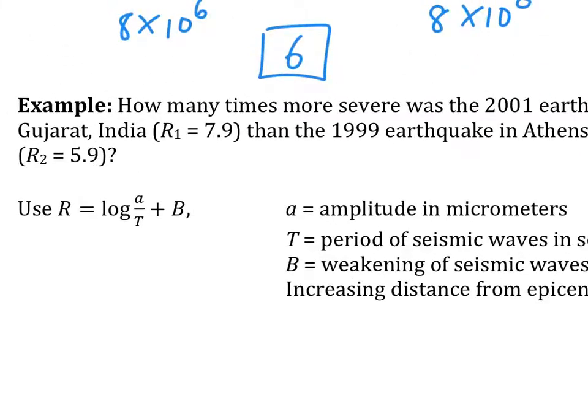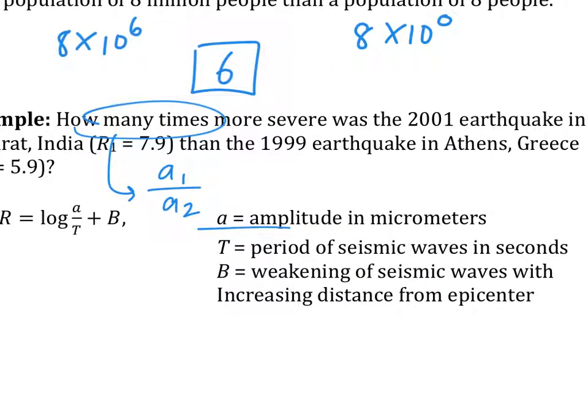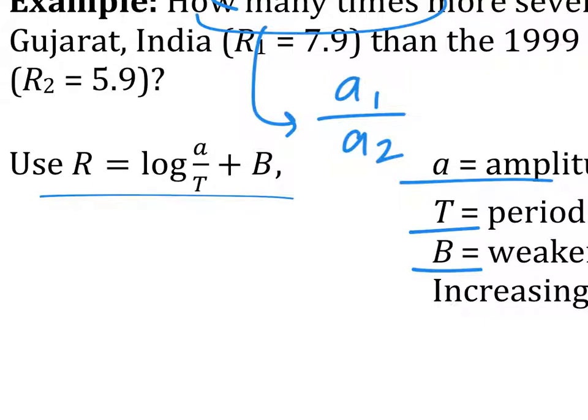Okay, so how many times? So basically, they're not asking order of magnitude. They're asking actually how many times is it worse. So that means A1 over A2. So we want to figure out what is A1 over A2. A is the amplitude, so how much the earthquake is shaking the earth. And these other two variables, they're not really variables, they are constants. And this is how Richter scale is done. It's R equals log A over T plus B. You don't have to memorize this formula. It's just kind of showing you how order of magnitude is used.